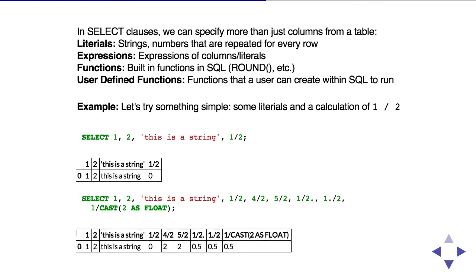So let's try it various different ways. 4 divided by 2 works fine. 5 divided by 2 still gives us 2. But if we do 1 divided by 2 point, since 2 is a floating point number, it returns a floating point number. As long as one of them is a floating point, it returns a float. And here, 1 divided by cast 2 as float casts 2 as a floating point value and gives us the value right here. This is how to transform one data type of a column into another data type.